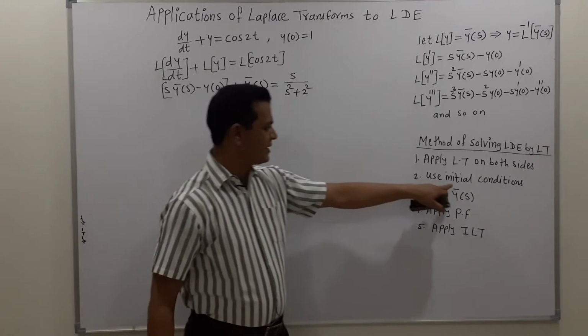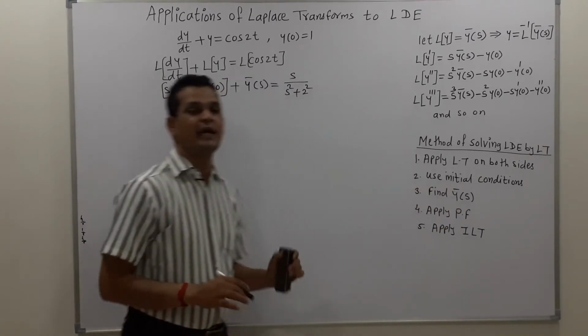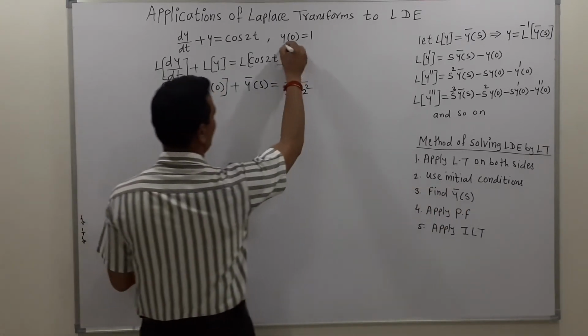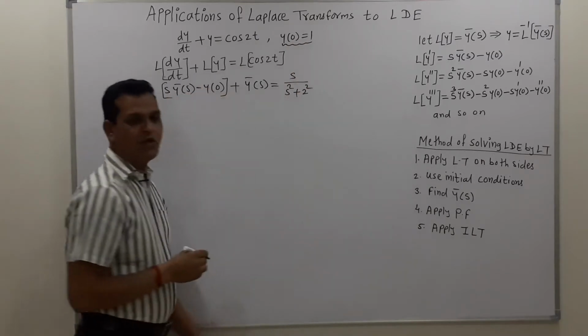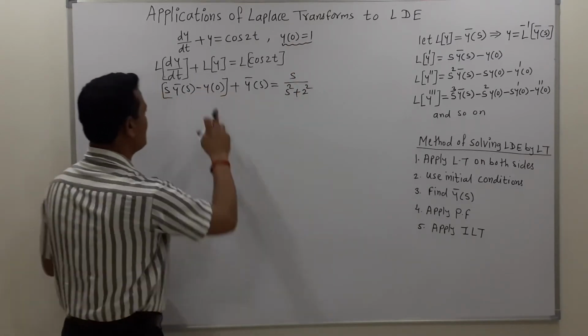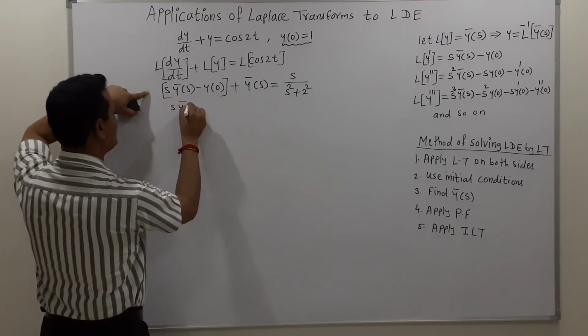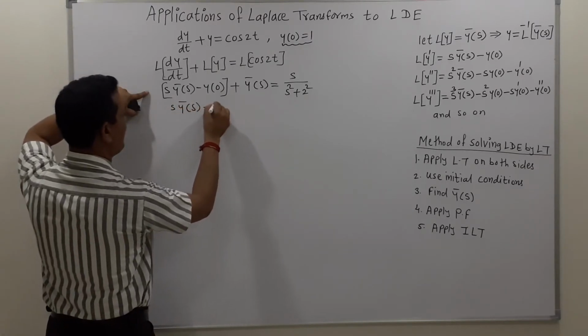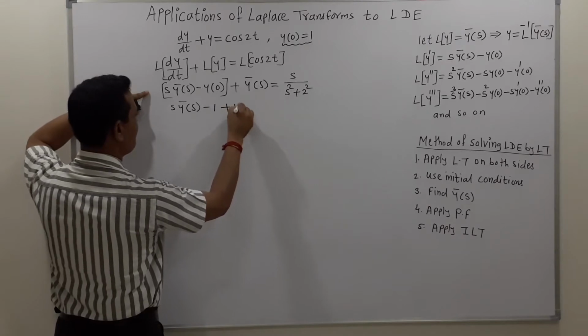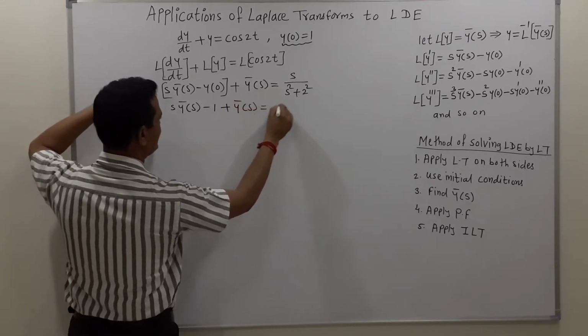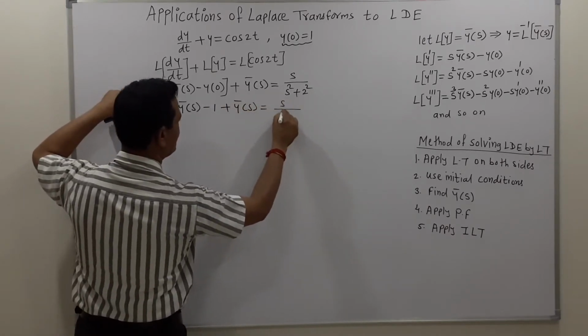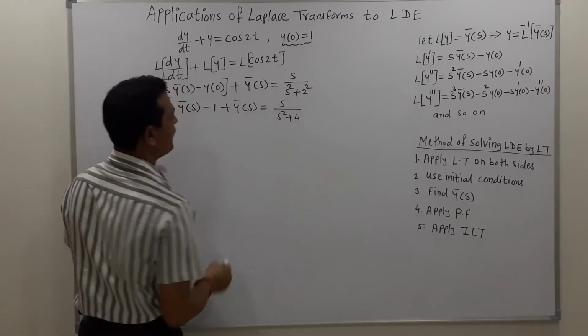Now the second step is to use the initial condition and simplify. So friends, here the initial condition is given, which is y of 0 is 1. So put y of 0 is equal to 1 here. So we get this as s into y bar of s minus 1 plus y bar of s is equal to s upon s square plus 4.